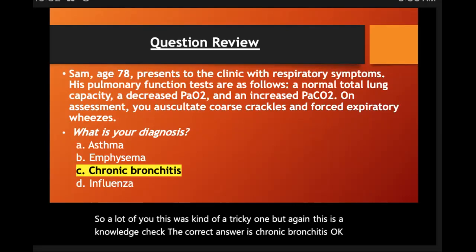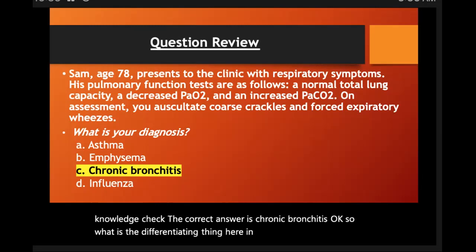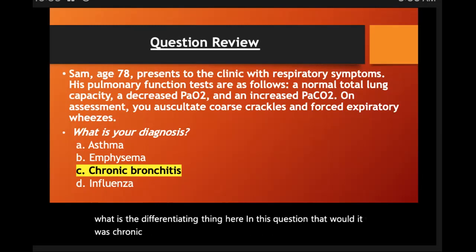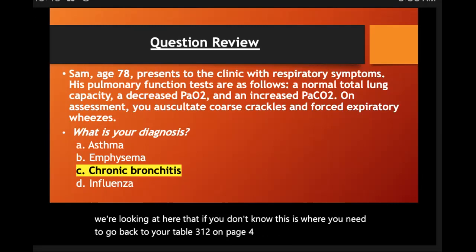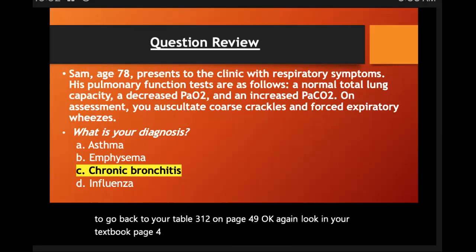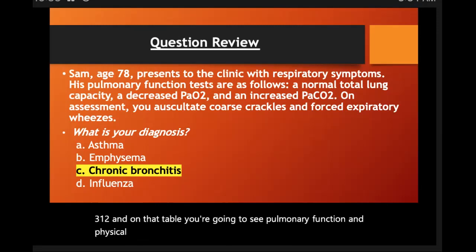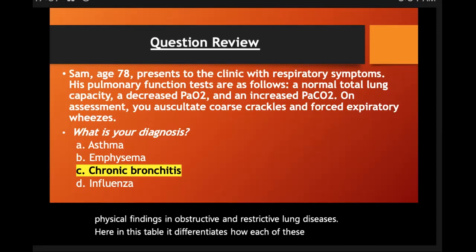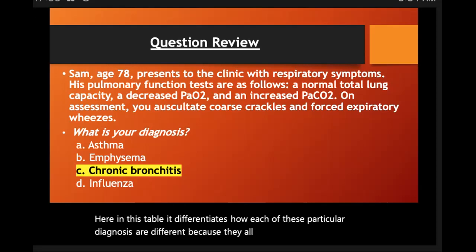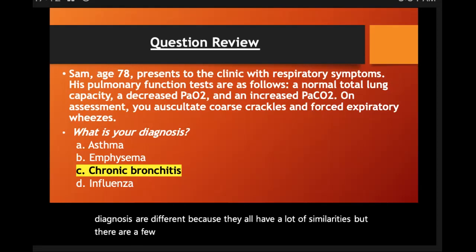So what is the differentiating thing in this question that would actually pinpoint it was chronic bronchitis? How do we know? If you don't know, this is where you need to go back to your table, 31.2 on page 409, okay? Again, look in your textbook, page 409, table 31.2, and on that table, you're going to see pulmonary function and physical findings in obstructive and restrictive lung diseases. This table differentiates how each of these particular diagnoses are different, because they all have a lot of similarities, but there are a few differentiating factors that really will help you differentiate it.